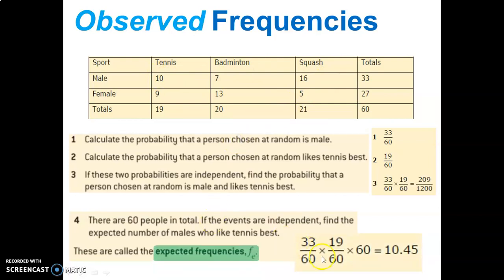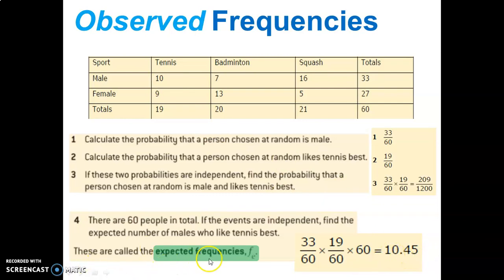Okay, so if you remember, to calculate expected values, we take the probabilities. So the probability of a male tennis player was what we calculated here. Multiply those, and then to get the expected value, we do that probability times our sample, 60, and that tells us 10.45. So even though in the raw data we had 10 males who prefer tennis, the expected number is actually 10.45. So we're close to the expected number, but this would be the expected number.